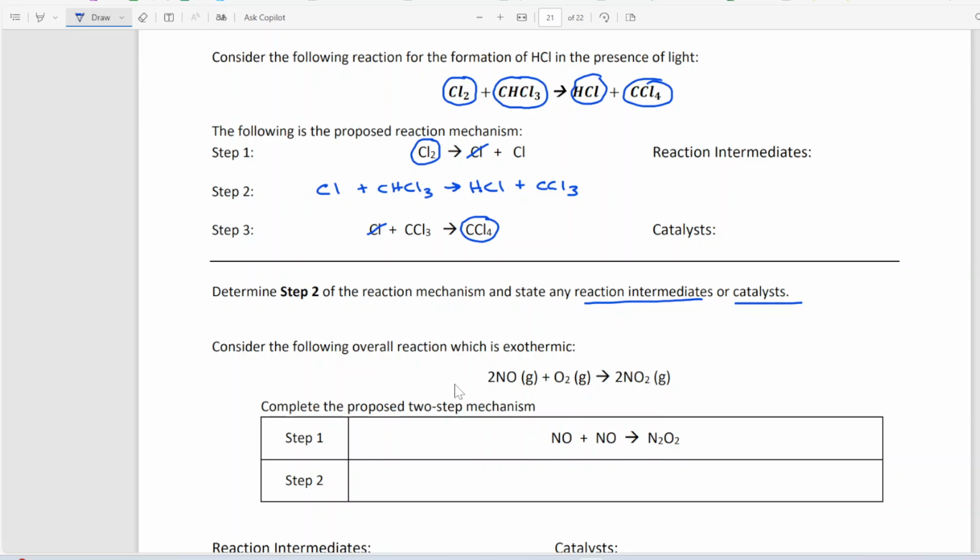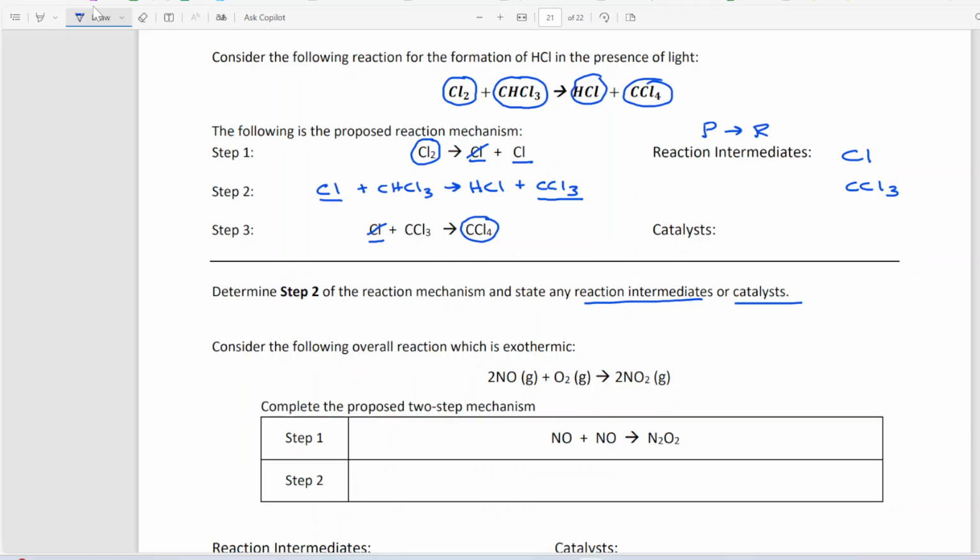And my reaction intermediates, again, anything that is produced and later consumed. I've got a Cl and another Cl that are produced and then consumed. So I don't even need to state the 2 though. When they're asking you for the reaction intermediates, it doesn't matter how many there are, you just identify the species. So there is Cl as a reaction intermediate. And then as well, we've got this CCl3, carbon chloride, that is produced in step 2 and then consumed in step 3.